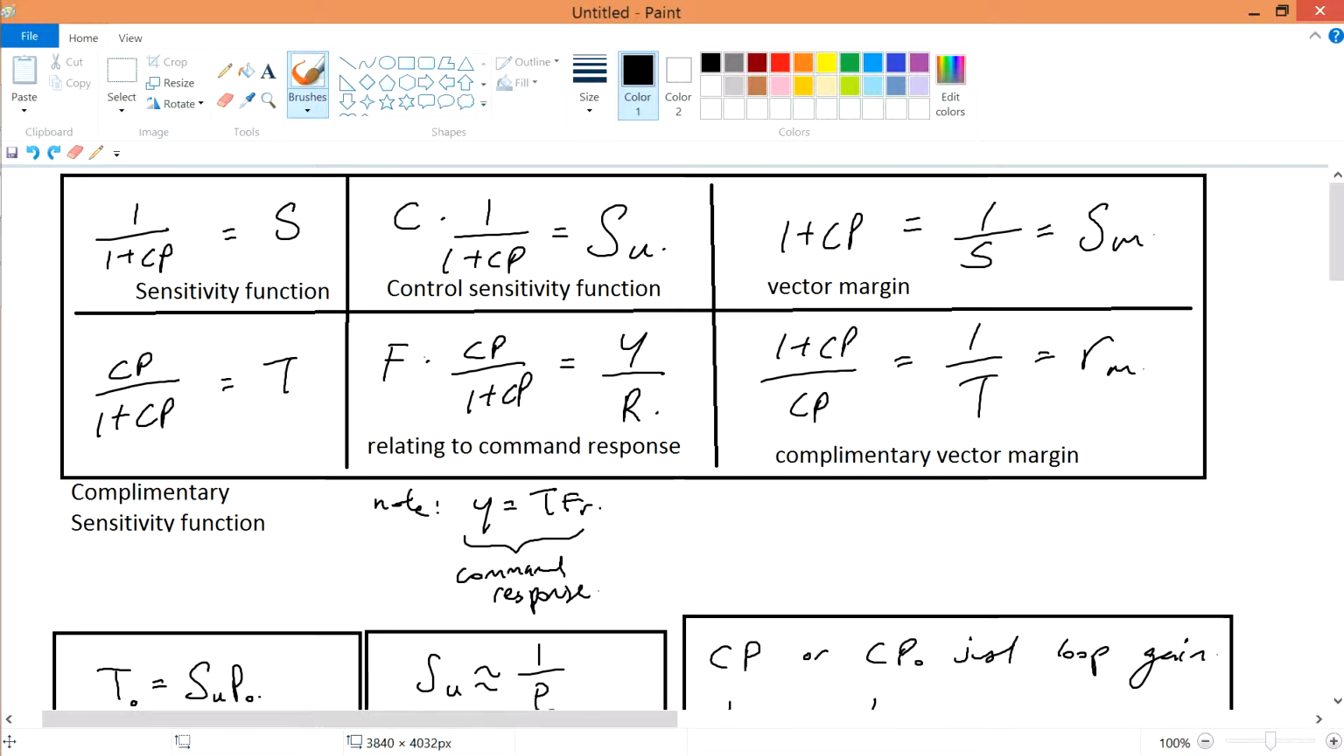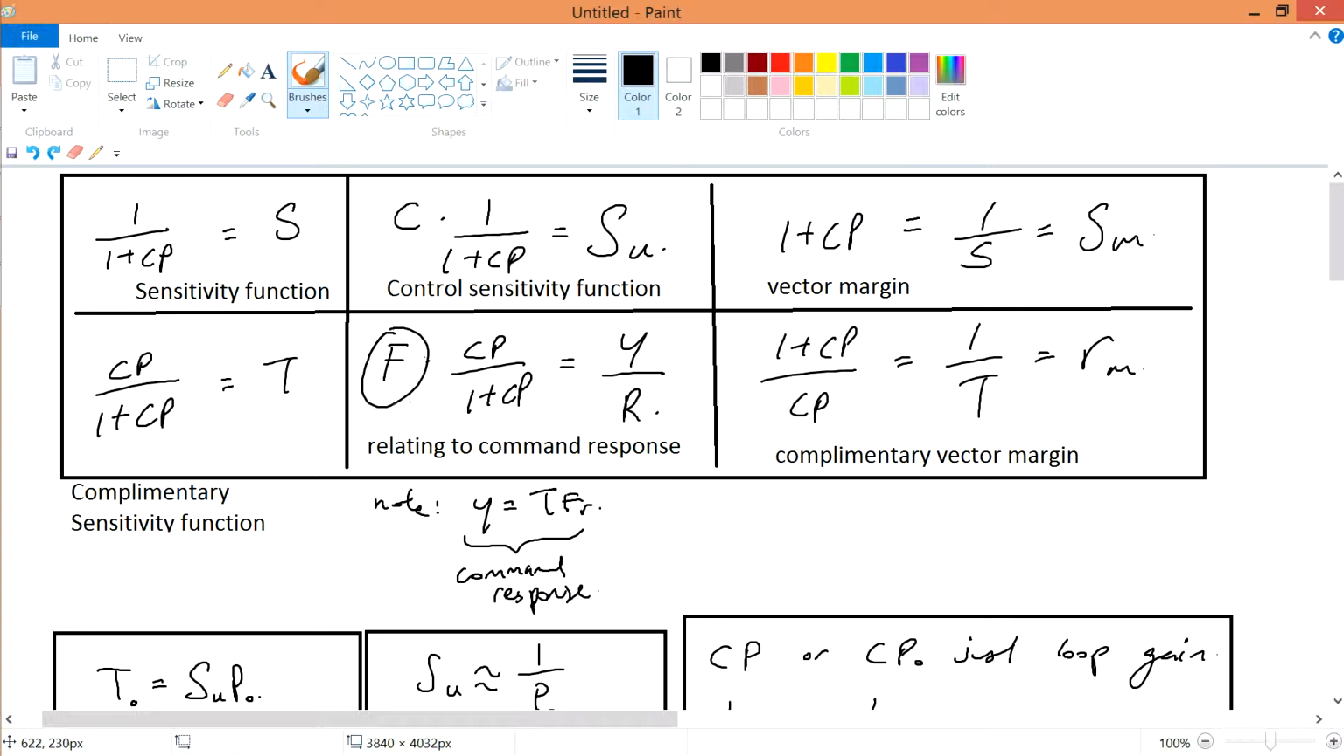If you divide by S, so 1 divided by S, currently this is S, so 1 divided by S we will get SM. We call this the vector margin or the modulus margin. And this is 1 plus CP, because 1 divided by this whole thing is simply 1 plus CP. That's just math. Same thing for T: CP over 1 plus CP is equal to T itself. It can also be T naught when your P is P naught. It's just the terms.